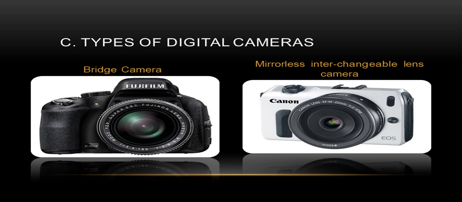Here you can see the bridge camera. This camera bridges the gap between point and shoot cameras and DSLRs. It's sometimes called a super zoom. On the right hand side you can see a mirrorless interchangeable lens camera. This is a pocket-sized alternative to DSLRs with interchangeable lenses.